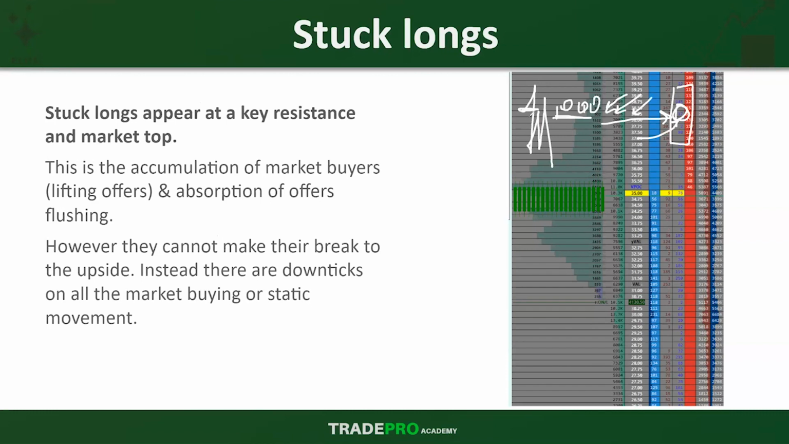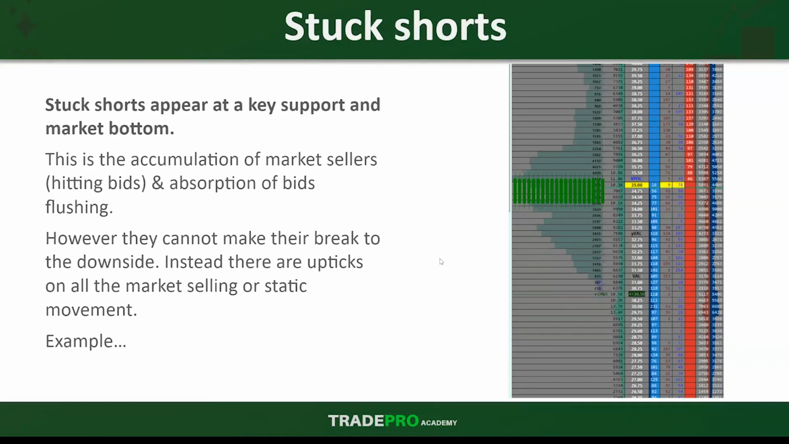The expectation is you need one big seller to say, okay, they're stuck, and that's going to be a reversal. Not make their break to the upside. Instead, there are downticks, and overall buying becomes static or very, very weak. We're going to explain this in just a bit.